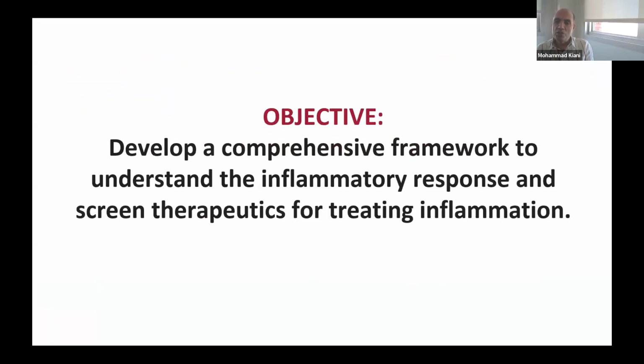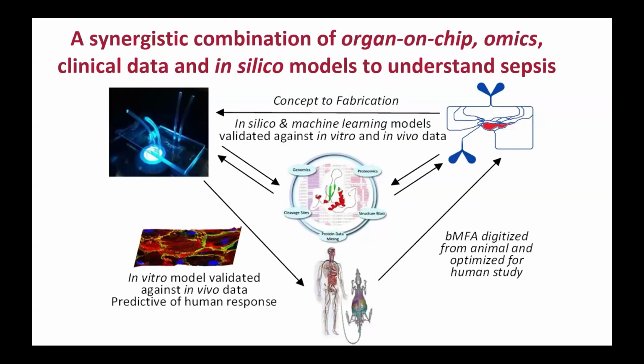So, as I said, our objective has been to develop a comprehensive framework to understand the inflammatory response and screen therapeutics for treating inflammation, specifically when it comes to sepsis, which has been our disease model. We have been using a synergistic combination of organ-on-chip, omics, clinical data, and in silico models to understand sepsis. The idea here is that we go from animal models into organ-on-a-chip, into an in silico model, essentially a mathematical model, and then come back to human to see how this whole thing works. I'll talk a little bit about each of these components and at the end, hopefully you'll see how these things come together.